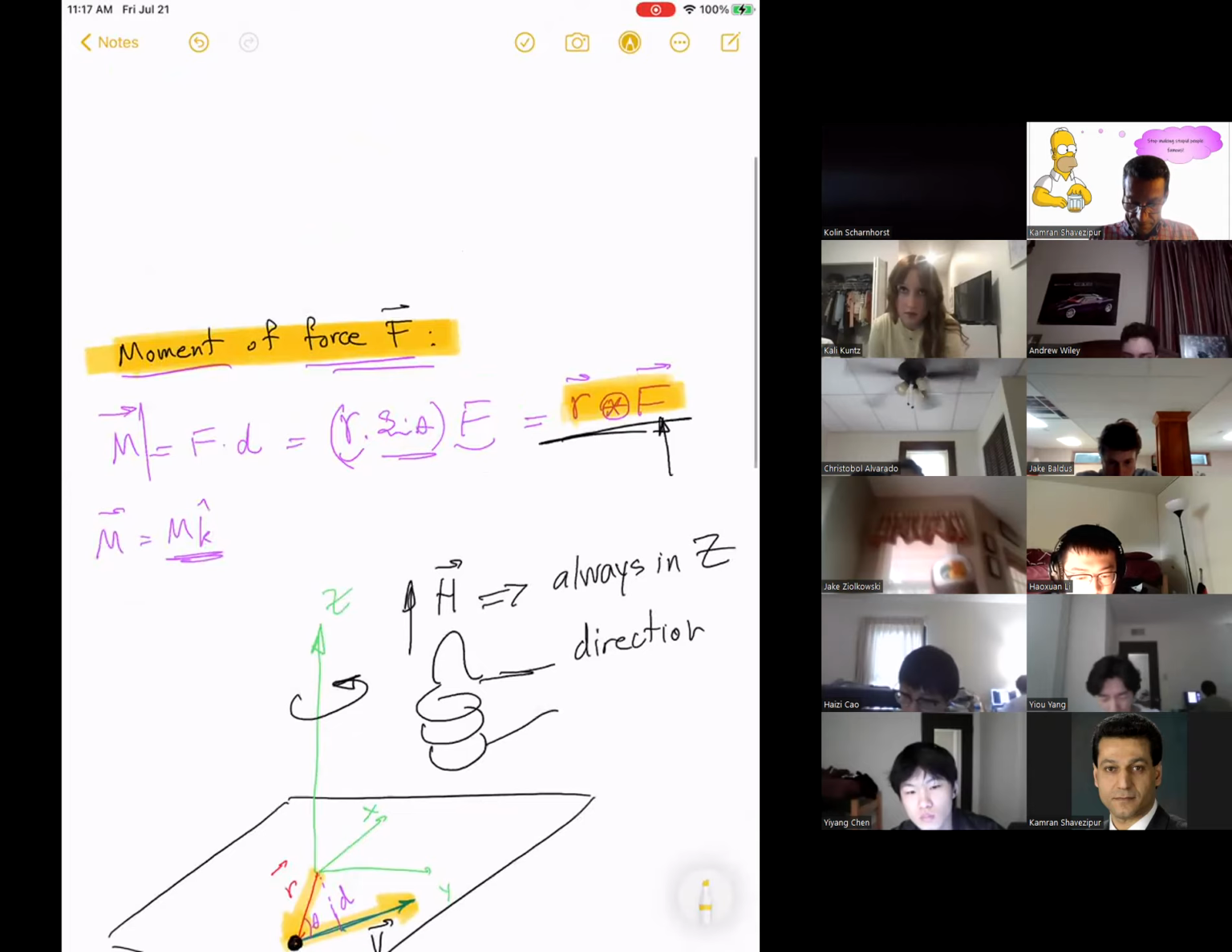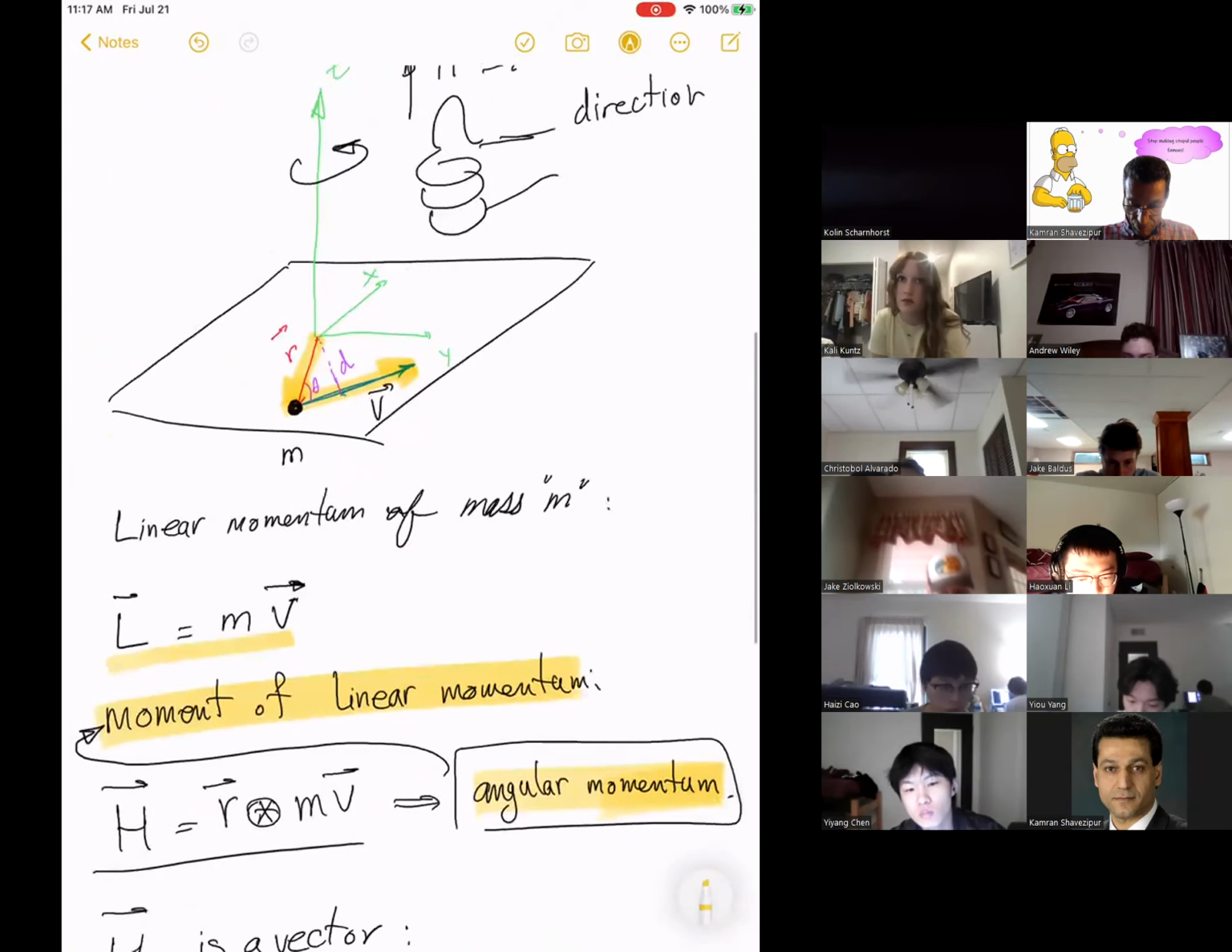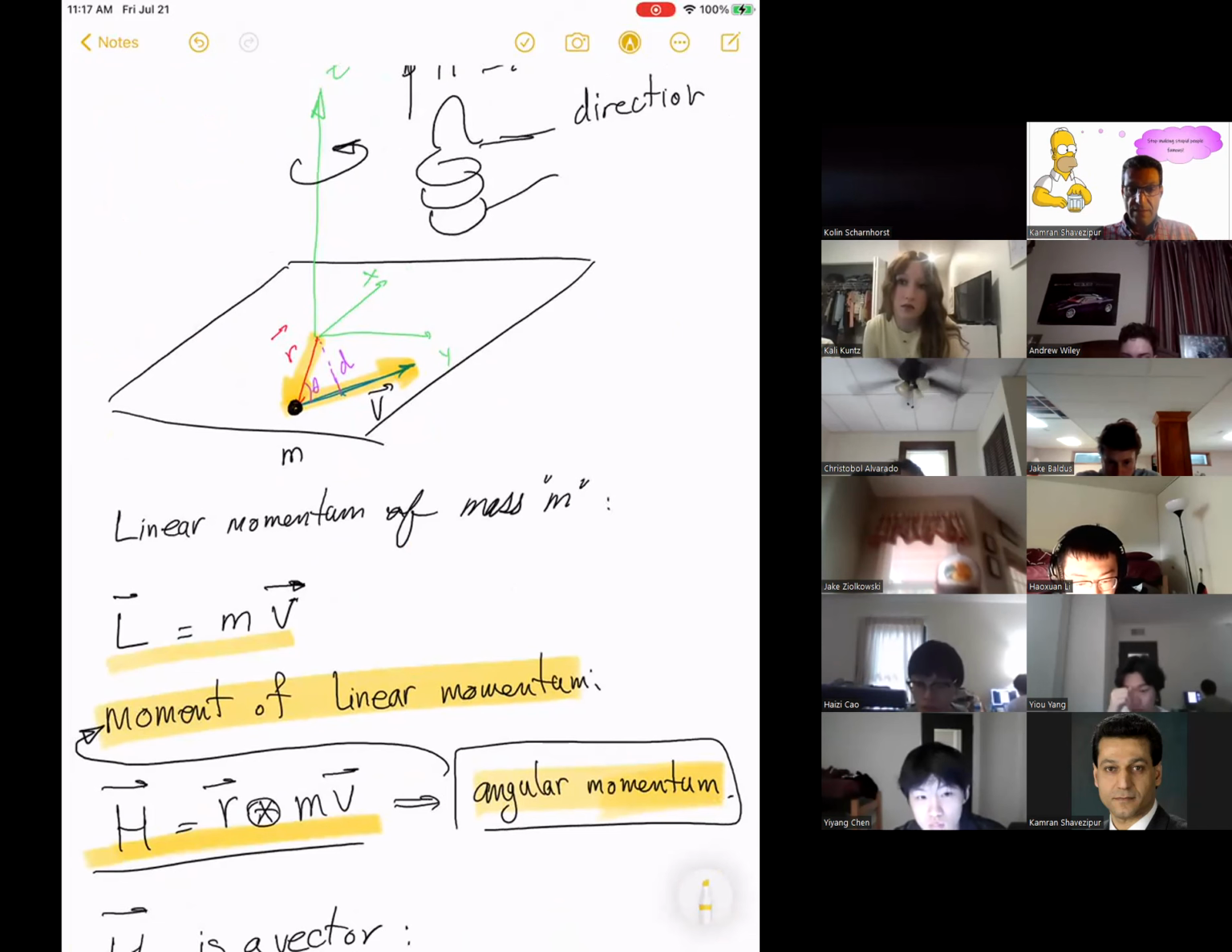But here, the linear momentum could result in angular momentum if you have an axis and things are measured with respect to that axis. Any question about the basic concept? Looks good. Isaac, are we good? Yes. Okay. Now let's go back to the slides.